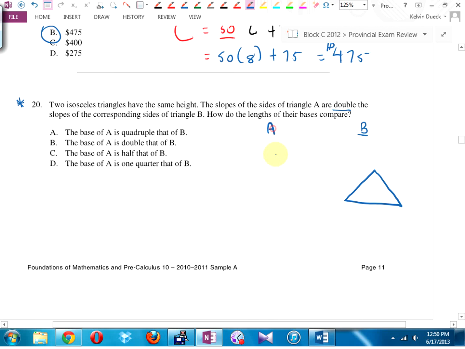Triangle A says it has twice the slope. What that means is these angles are twice as big. So triangle A is going to be like this and like this, but it's going to be skinnier. Because this angle here is twice as big. Pardon me? I don't know. Let's see. No pun intended. First of all, is this bigger or smaller? Wrong, wrong. Question is, half as big or a quarter as big?